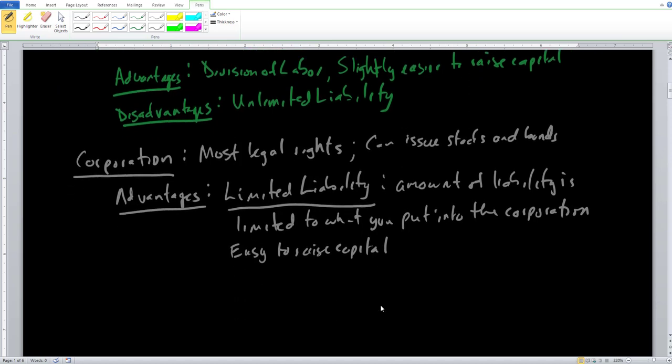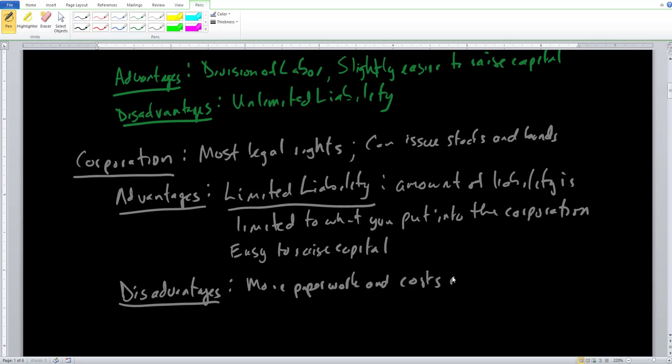But there are going to be a few disadvantages with corporations as well, which we can go ahead and talk about for completion. So disadvantages. The major disadvantage that we see right here is that there's going to be more paperwork and costs involved. If you want to build up a corporation, there is a lot more paperwork involved. There's going to be a lot of signatures, and a lot more costs compared to the sole proprietorship or the partnership. So there's a lot more time and effort involved in forming your own corporation.